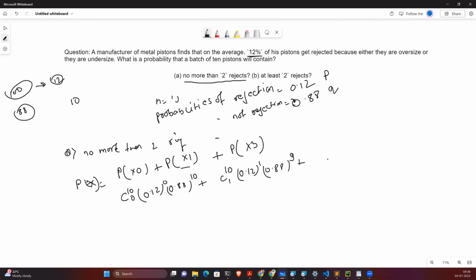Plus, is it very complex? Just understanding the problem, right? Yes, sir. C(10, ...) okay, it should be 2. My bad. Should be 2. C(10, 2) 0.12 to the power 2 times 0.88 to the power 8. Do it, guys. Solve it quick. Just 1 minute. Within 1 minute, we have to solve.